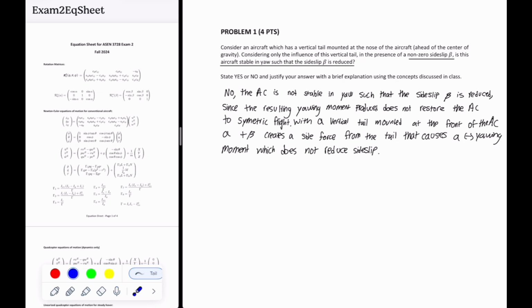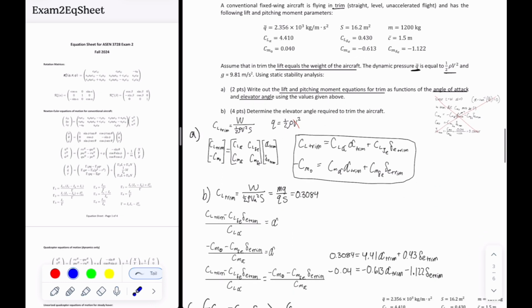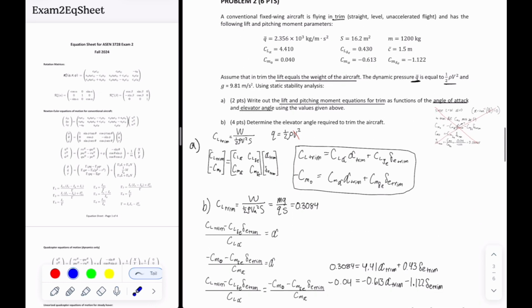So, if you're curious about that, that's the answer, but for exam 2, that doesn't have to do with longitudinal stability. I think it has to do with lateral stability, but okay.